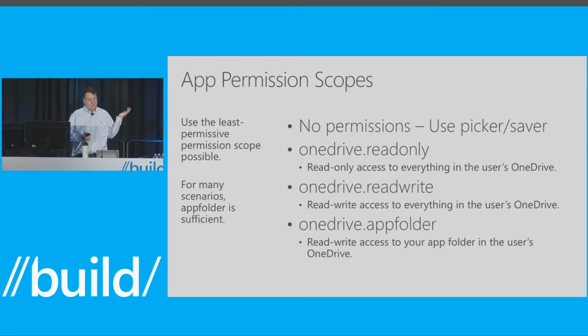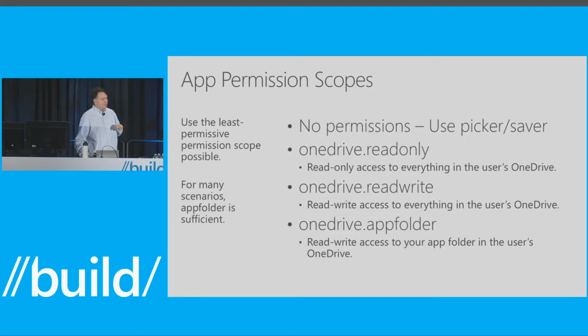App permissions, I talked about this as part of app folder, but there's basically 3 app permissions that you need to worry about, and then there's the no permissions world. So when you're using the pickers and savers, there's never long-term permissions granted to your application. It's just, here's access to this one file that the user has selected. You have access to that for the next 30 minutes or the next hour, but you never get long-term access to the OneDrive.